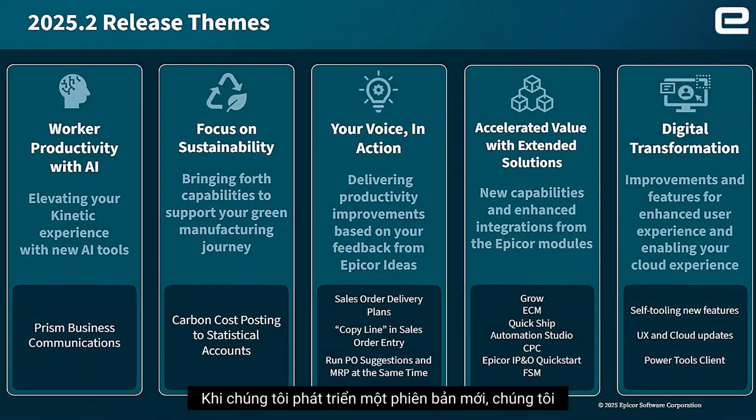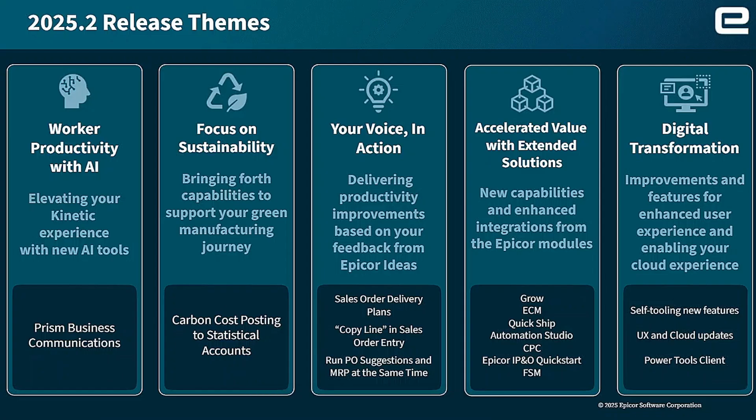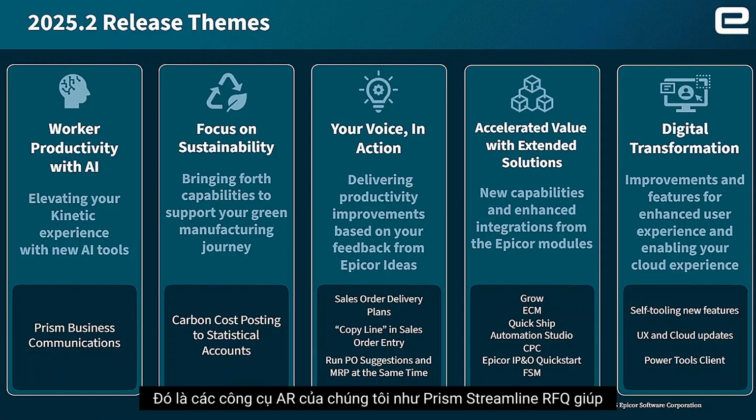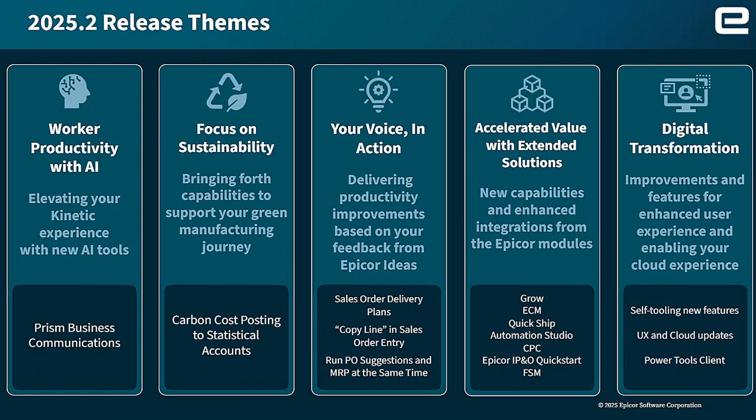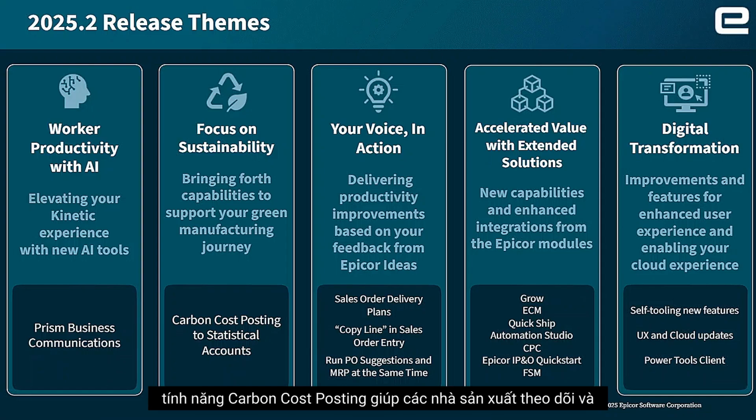When we build out a release, we anchor it around several themes, and these are our guideposts that show where we're focused and how we're delivering real value. Each theme ties directly to features in this release. Worker productivity with AI: our AI tools like Prism streamline RFQs to cut down cycle time and speed supplier suggestions. Focus on sustainability: our carbon cost posting helps manufacturers track and report their green footprint. Your voice in action: our delivery plans and the copy line updates reflect how your customer feedback through Epicor Ideas is being addressed.